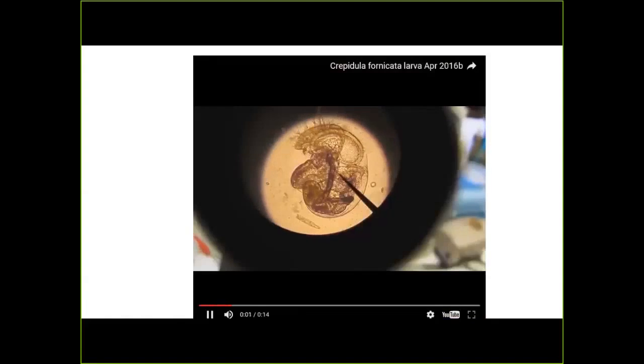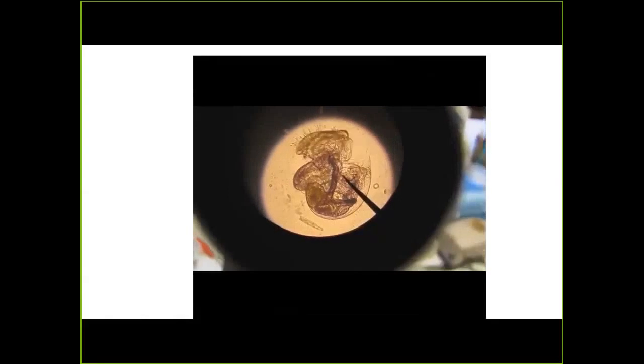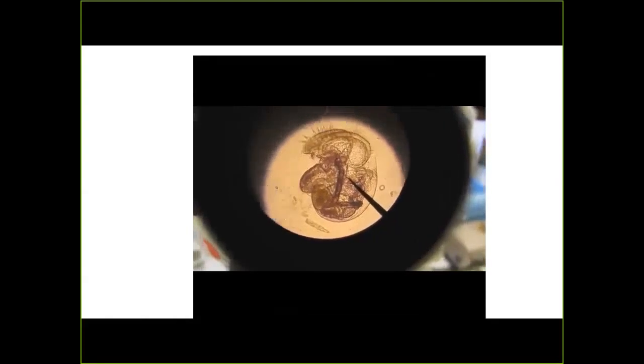There it goes. You can see the heart beating over here, and there's food churning around in the stomach. And you can see the little shell. Cute. Make good pets. They're very quiet.